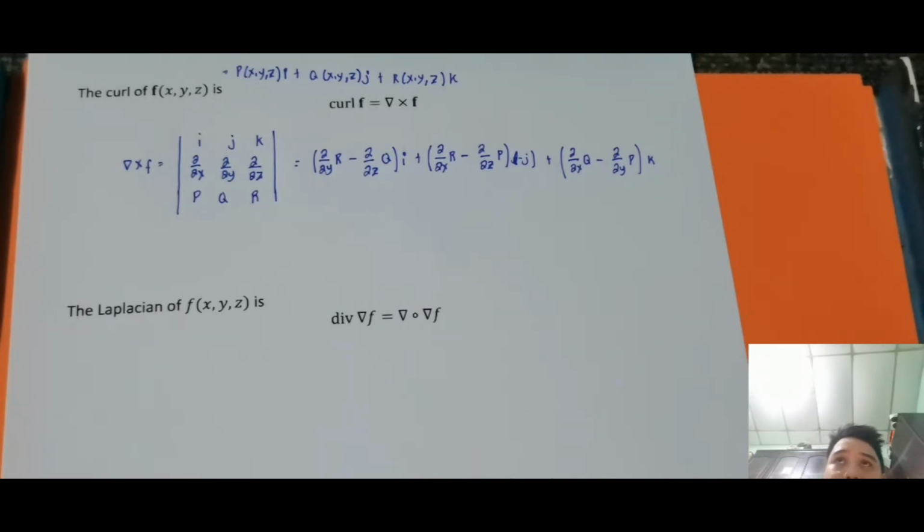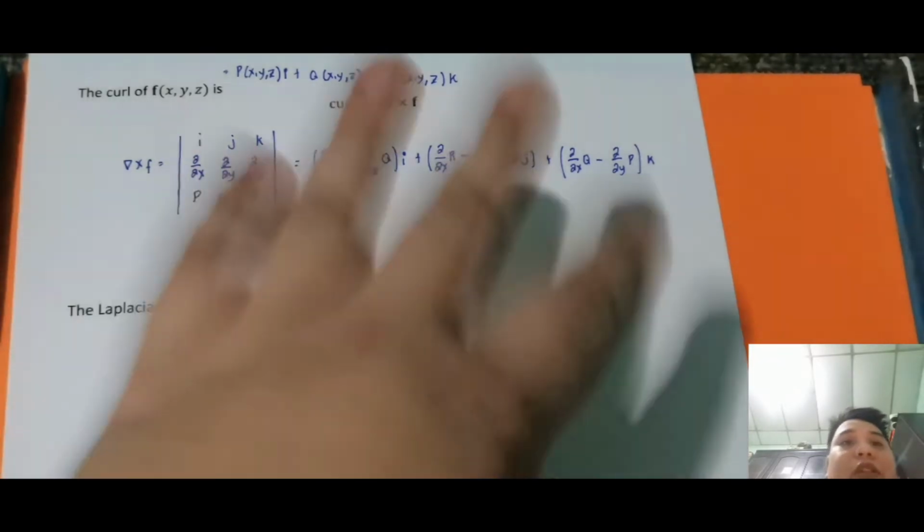So wala naman silang pinagkaiba. Yung f sub 1 i plus f sub 2 j plus f sub 3 k, walang pinagkaiba kay P i plus Q j plus R k. So anong nangyari lang, f sub 1 is yung P, yung f sub 2 is yung Q, then yung f sub 3 is yung R. Tandaan yun ha, yung part na yan. So ayan, ayun yung formula na yan.